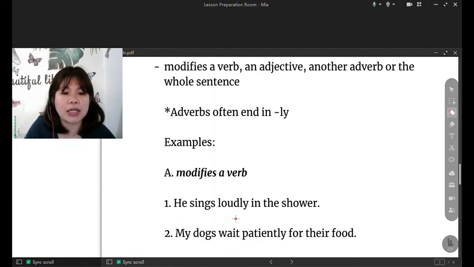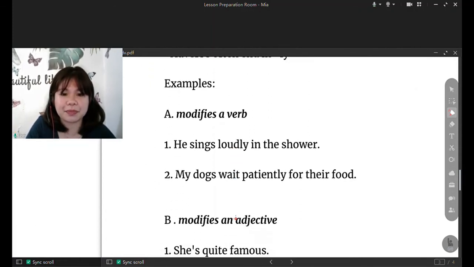Okay? So let's have the first one. It modifies a verb, right? He sings loudly in the shower. Now, what is a verb? When we say verb, it's an action word. So our verb here is the word sings. He sings loudly in the shower. What word describes our verb? It's loudly.